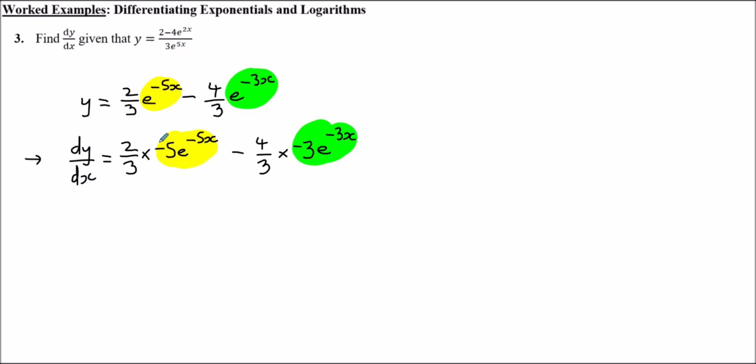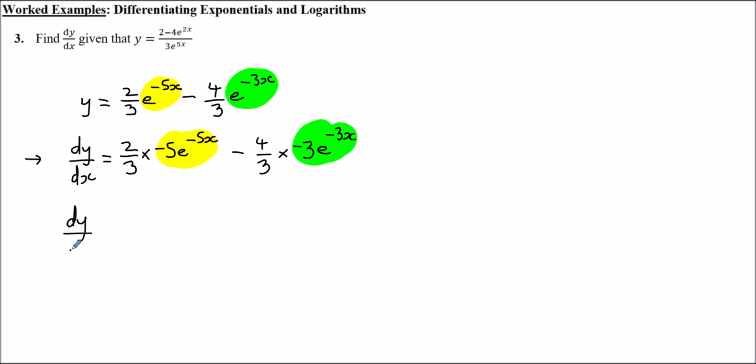equals 2/3 times this differentiated. So the minus 5 drops down to the front, the power stays as is. And so this differentiates to that. And we have minus 4/3 times the derivative of e to the minus 3x. Again, the power drops to the front, well, the constant bit in the power does. So minus 3 comes to the front, and then the power stays as is. And so e to the minus 3x differentiates to minus 3 e to the minus 3x.